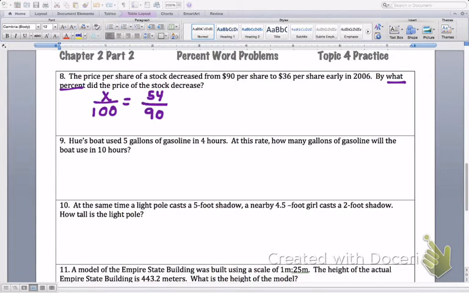And then from here, you guys know what to do, cross multiply. I'm not going to show out every step because I know that you guys are good at the cross multiplication. So I will just set up the proportions for you from here on out and you can solve from there. So when we divide, we get x is equal to 60. So this is a 60% decrease.